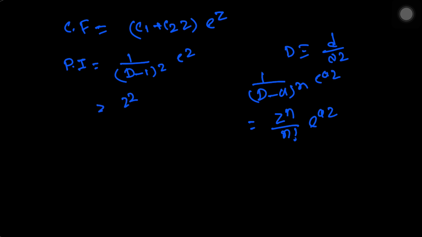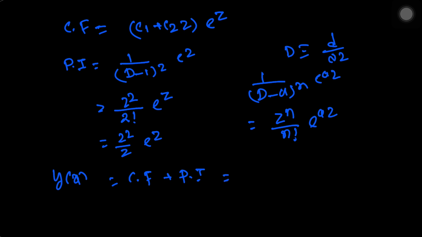z square by 2 factorial into e to the power z. So it gives z square by 2 e to the power z. So the solution will be y(z) equal to complementary function plus particular integral. What is the complementary function? Complementary function is this and particular integral is this. So the final solution becomes (c1 plus c2 z) into e to the power z plus z square by 2 into e to the power z.